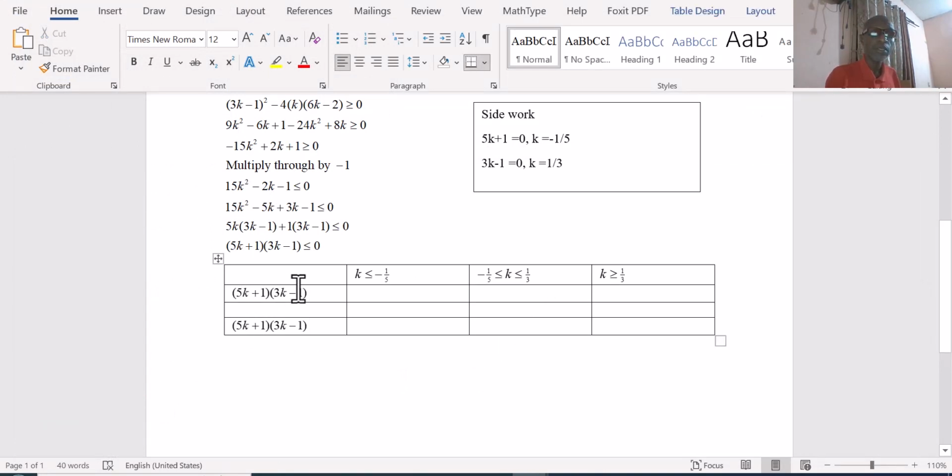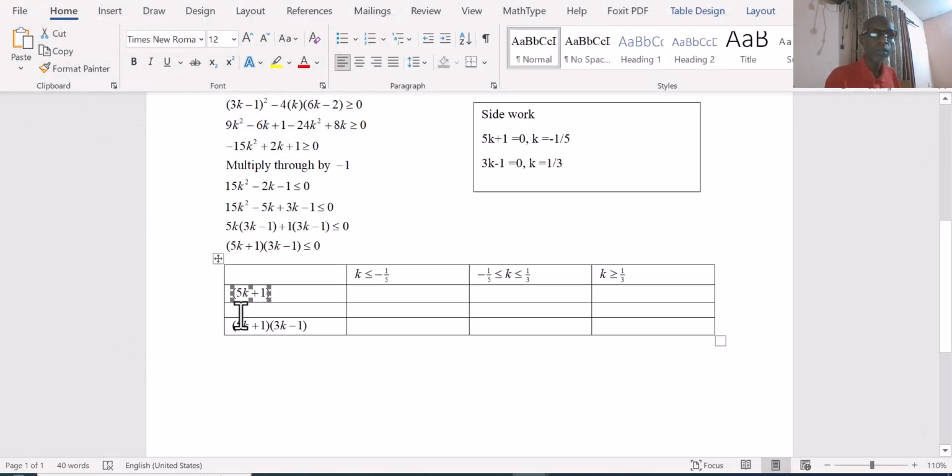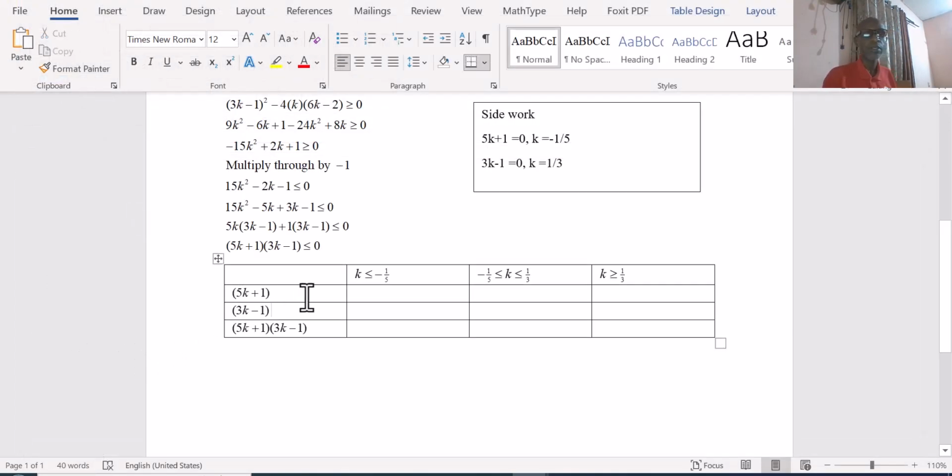Paste it here. I will need this to be pasted. So now we have generated the product. We need the product. Now you pick a number. The k should be less than minus 1 over 5. So pick a number that is less than minus 1 over 5. So let's pick minus 1.